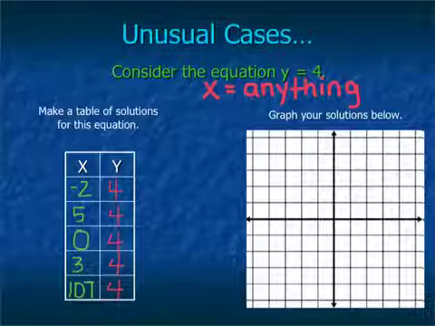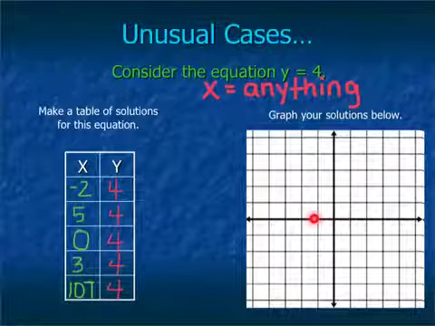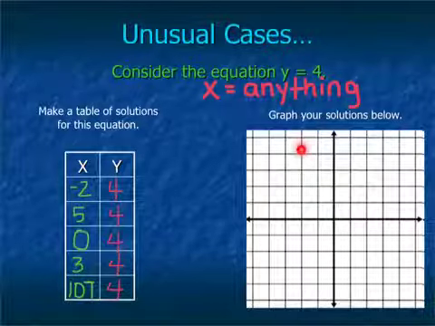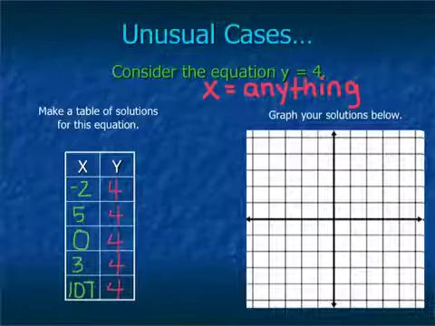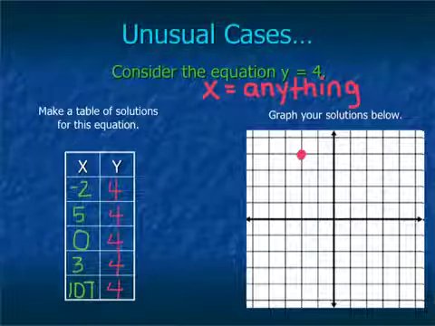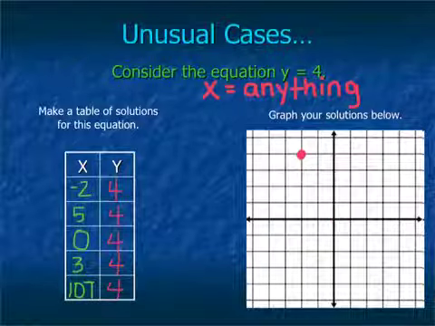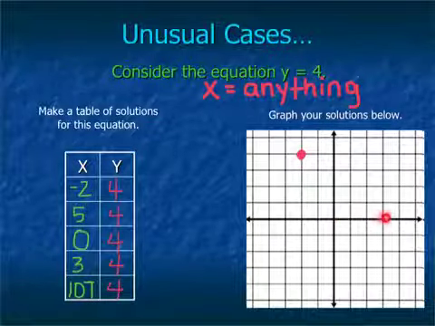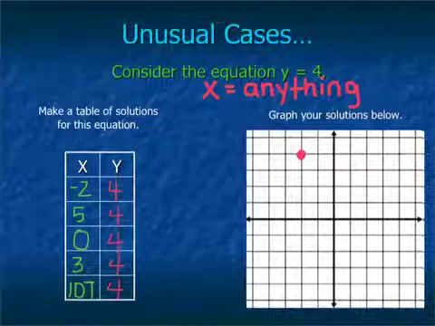Okay, so negative 2 comma 4. Negative 2 and then up 1, 2, 3, 4 would be right there. Okay. 5 comma 4 would be to the right 1, 2, 3, 4, 5, and up 1, 2, 3, 4, go right there.